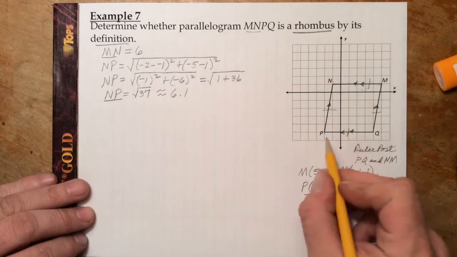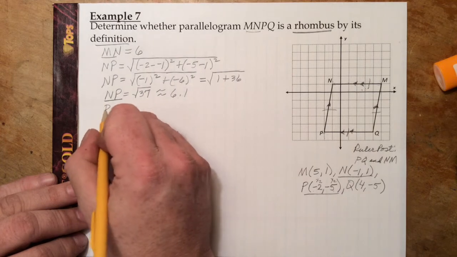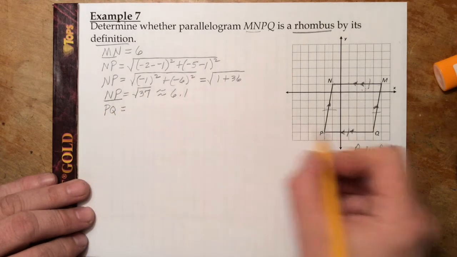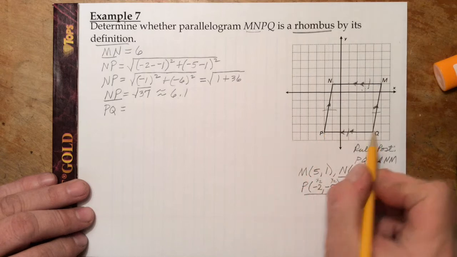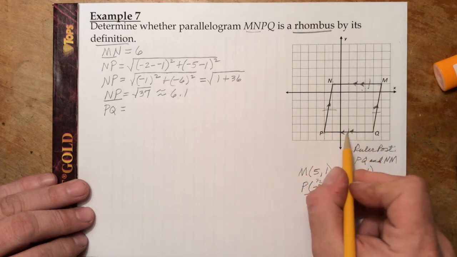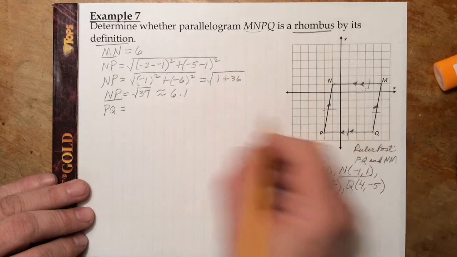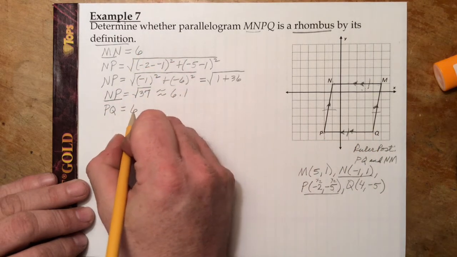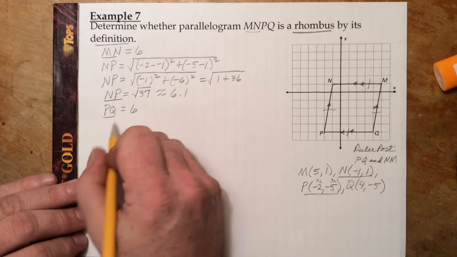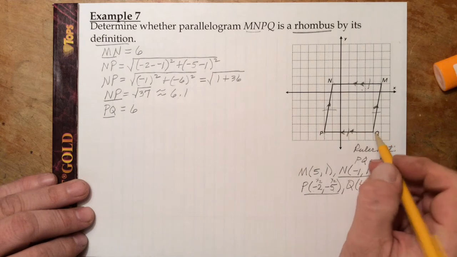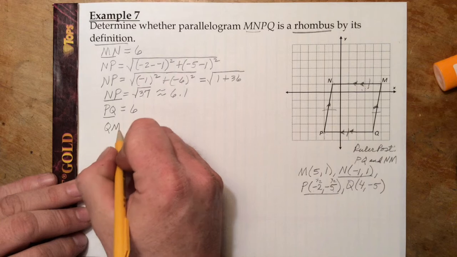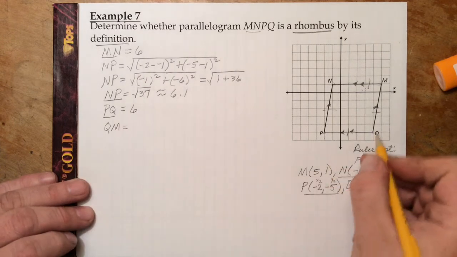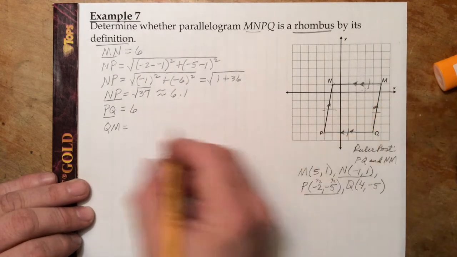So we go on. Using PQ, we also have a horizontal line segment, so we start with P, ending over at Q, count the spaces, 1, 2, 3, 4, 5, 6. It's also 6, just like MN. Then we move back over to our last side, MQ or QM. And we must use the distance formula here too, because this is not vertical or horizontal.